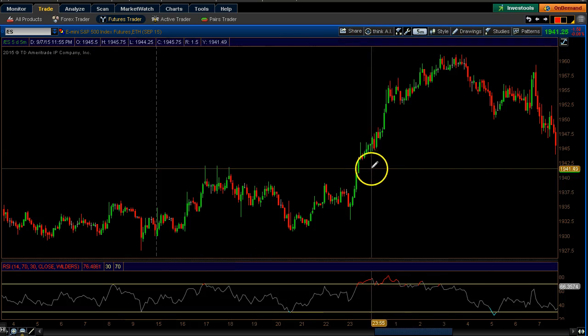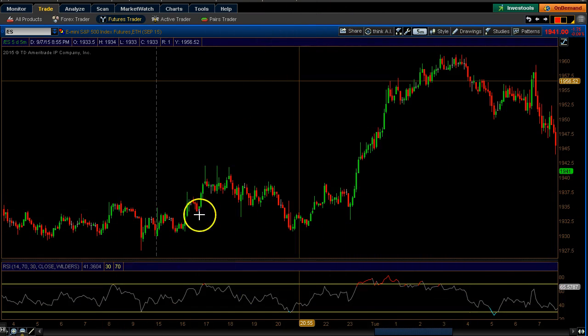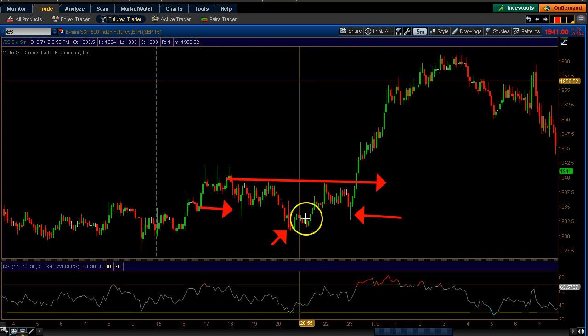Also, inverse head and shoulders, right? Here's one. Okay, so kind of the same thing. We have a shoulder, the head, the shoulder, right? And then the neckline, and price breaks above. This is called an inverse head and shoulders.